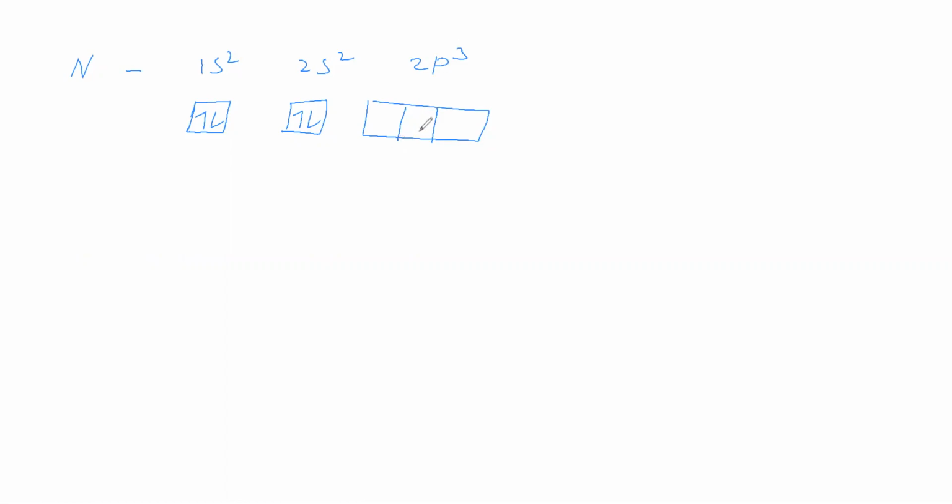For that, Hund's rule gives the explanation. This 2p is having 3 electrons and 3 orbitals. How to fill these 3 electrons here? Hund's rule explains the distribution of electrons in degenerate orbitals.